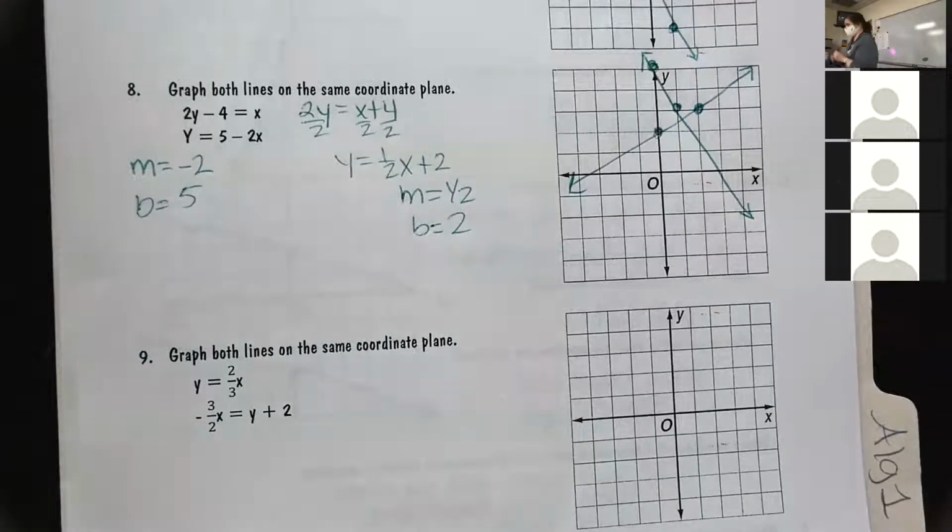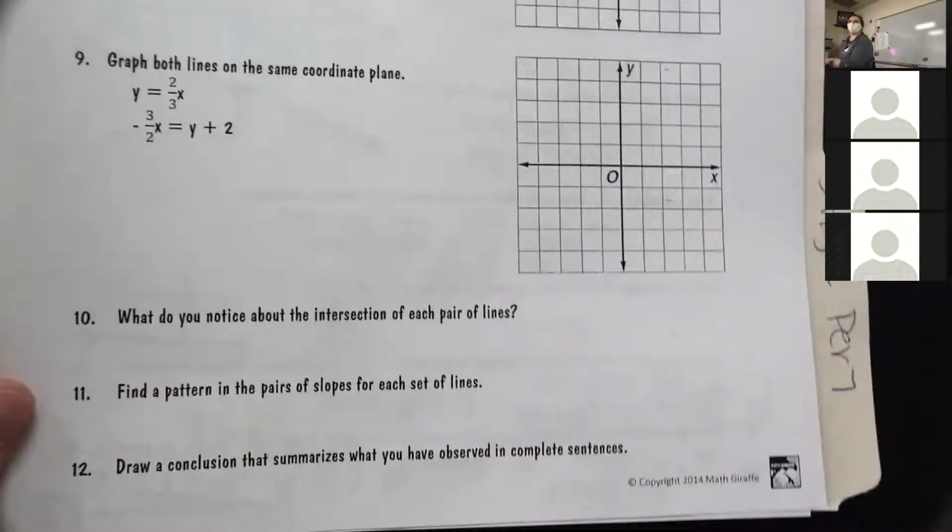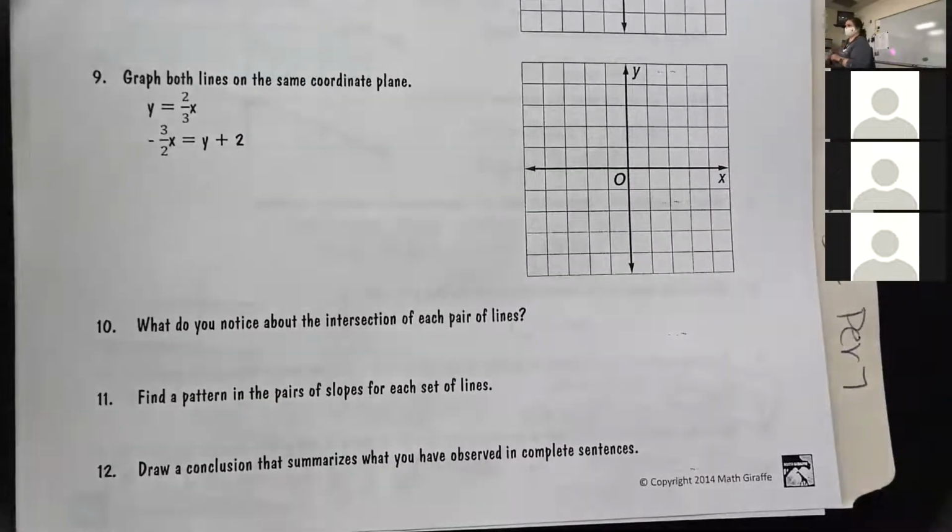Ooh, intersecting again. I wonder if they're forming a right angle. Number 9. Okay, I'm drawing my line. Yeah, exactly. You have to make sure you're drawing it really nicely in order to make that right angle. No, I messed up.